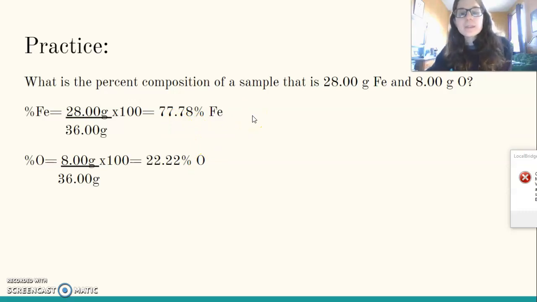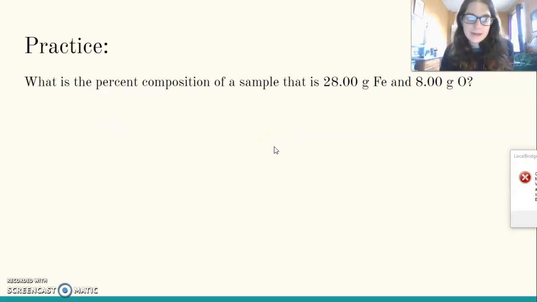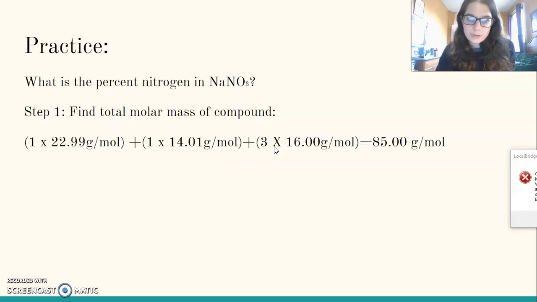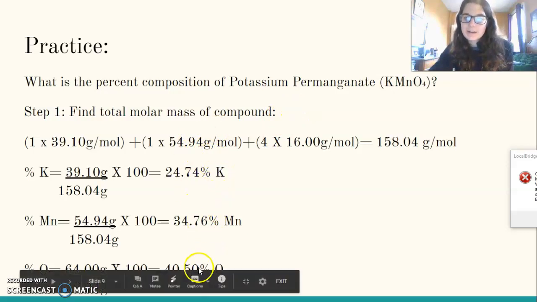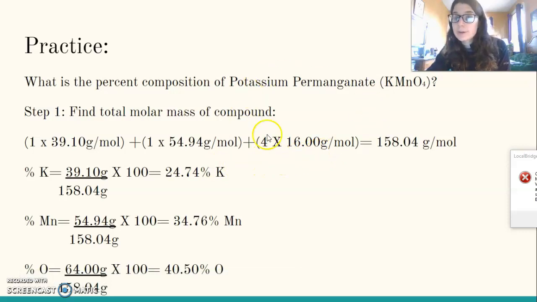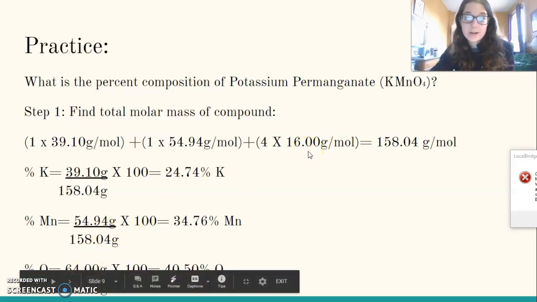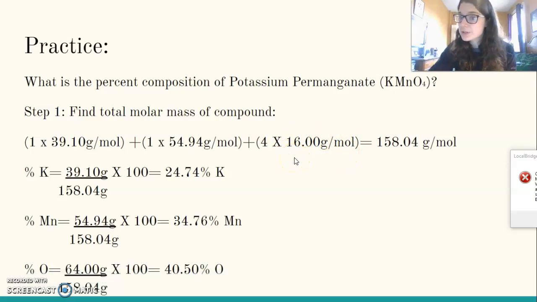If I had added these up and I didn't get 100%, the first thing I would probably look at is my calculation for the percent of oxygen. So maybe instead of putting 64 in the numerator down here, I put 16. I forgot to multiply it by 4. So that's a good way to check your work here. If something's off, usually I first check the elements that I have multiple of and make sure that I actually did that calculation correctly.